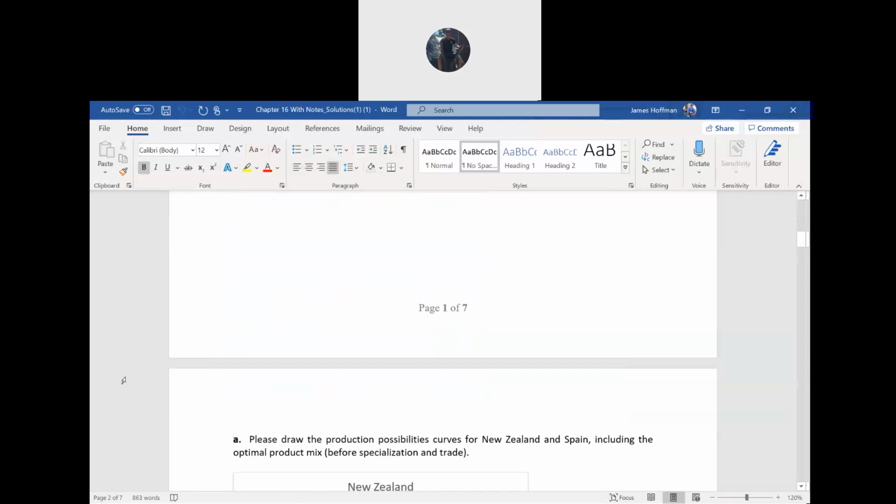All right. So part A is always going to be draw the production possibilities curve for country A and country B. In this case, it's for New Zealand and Spain, including the optimal product mix before specialization in trade.